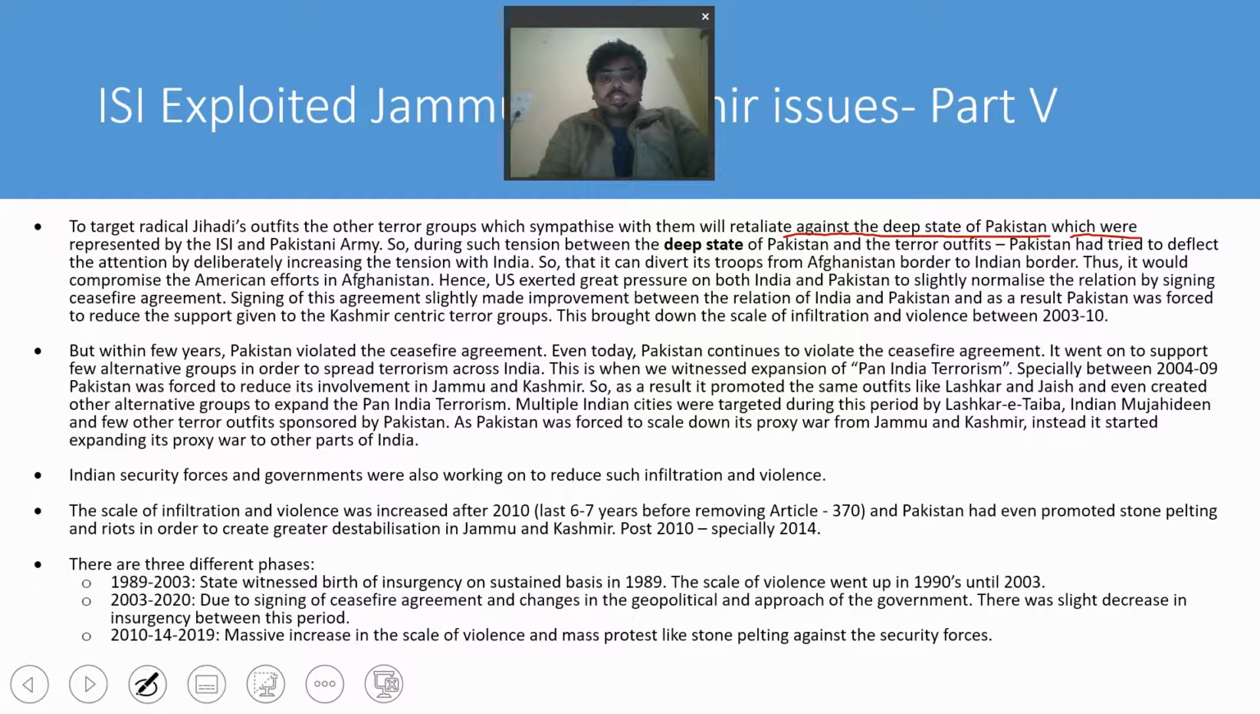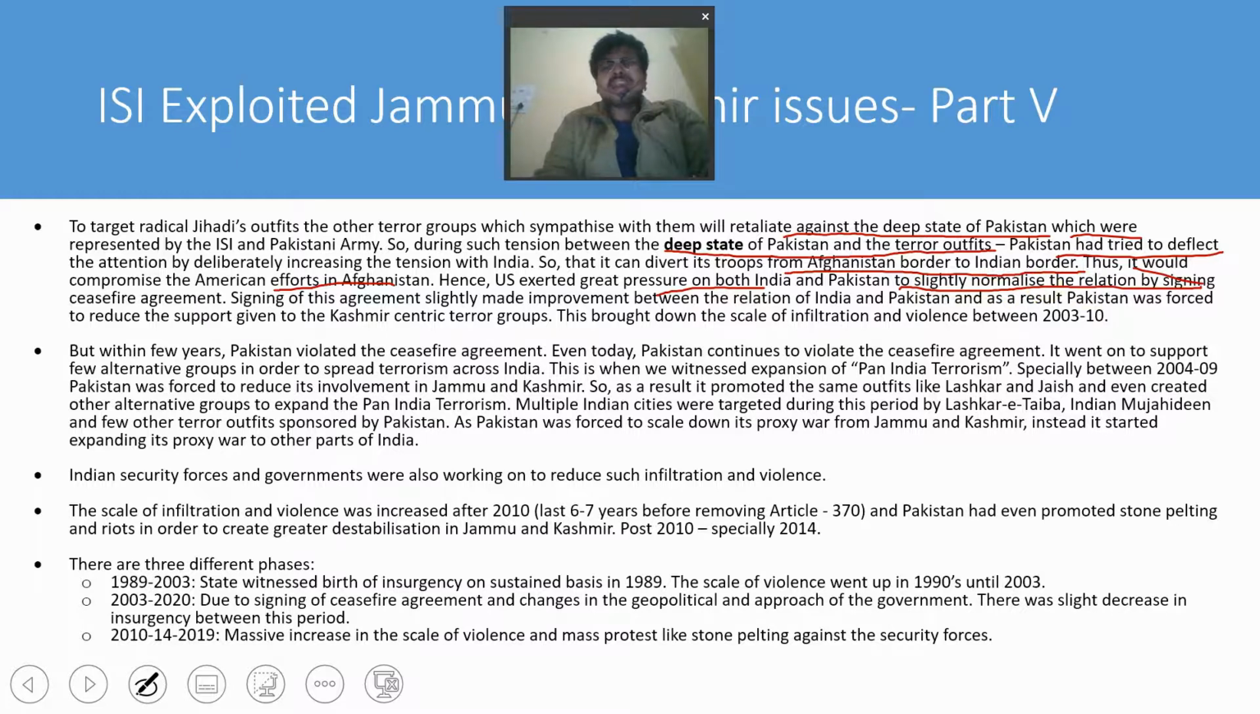So during such tension between the deep state of Pakistan and the other terror outfits, Pakistan tried to deflect attention by deliberately increasing the tension with India, so that it could divert its troops from the Afghanistan border to the Indian border. So it was like that, to divert the attention of the international forum to the Indian border. Thus it would compromise the American efforts in Afghanistan, and hence the US exerted great pressure on both India and Pakistan, because the USA wanted to target Al-Qaeda and the Taliban.